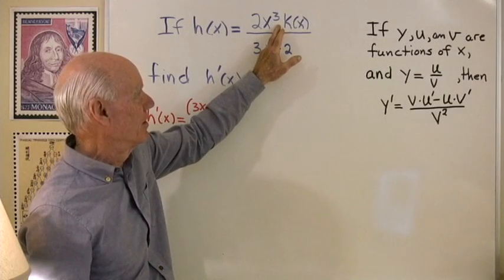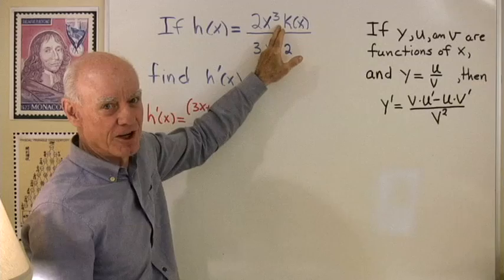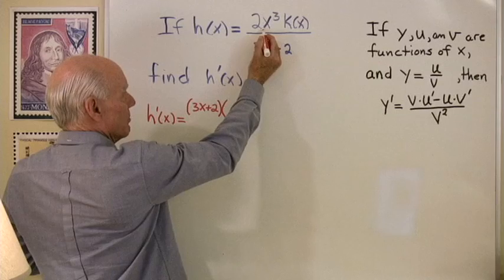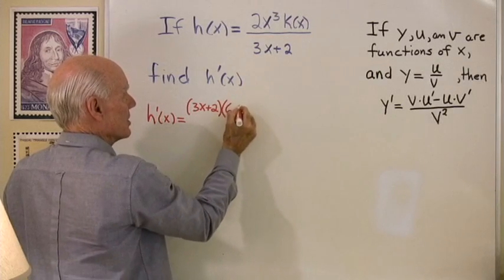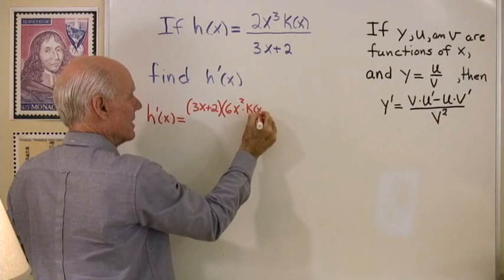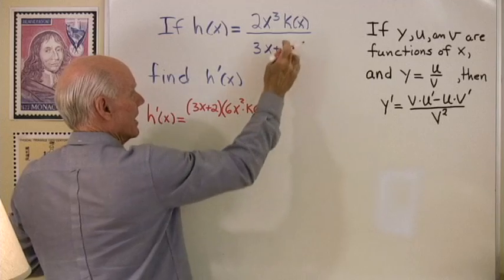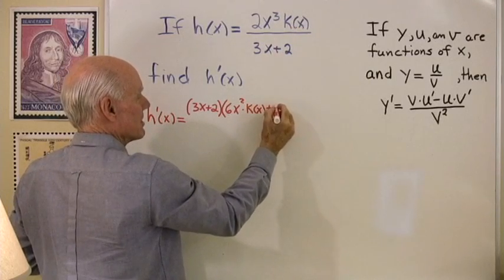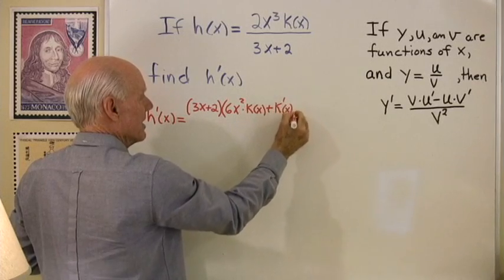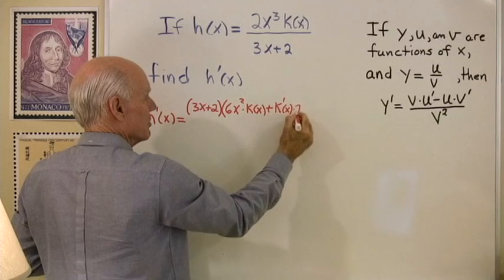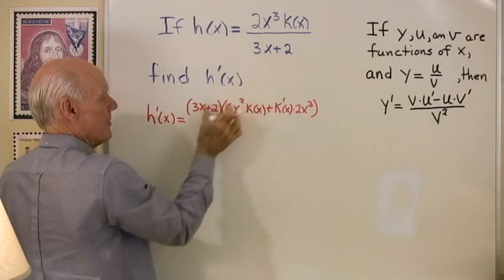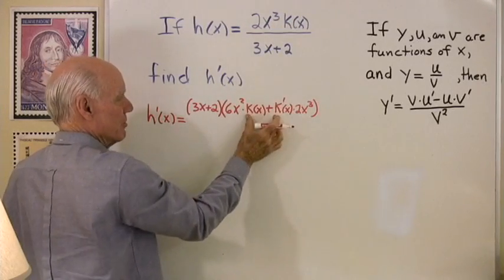Well, the numerator here is a product of two functions of x, so I'm going to have to apply my product rule. So I'm going to take the derivative of the first, which is going to be 6x squared, times the second, k of x, plus the derivative of the second, k prime of x, times the first, 2x cubed. Okay, so that's the denominator times the derivative of the numerator.